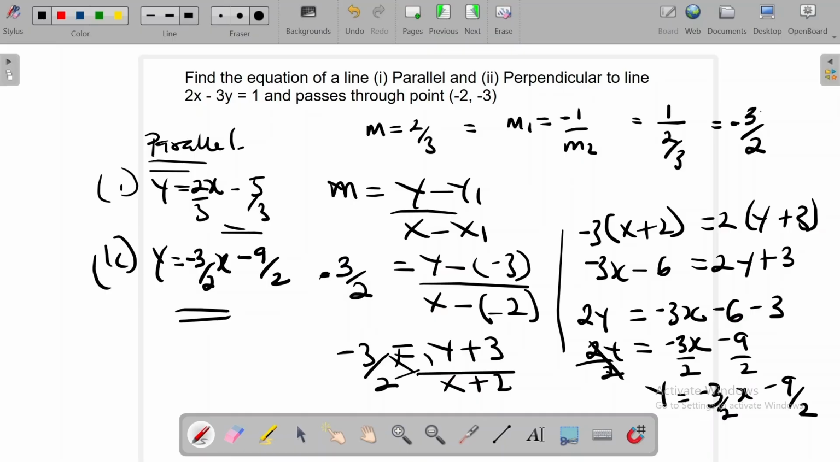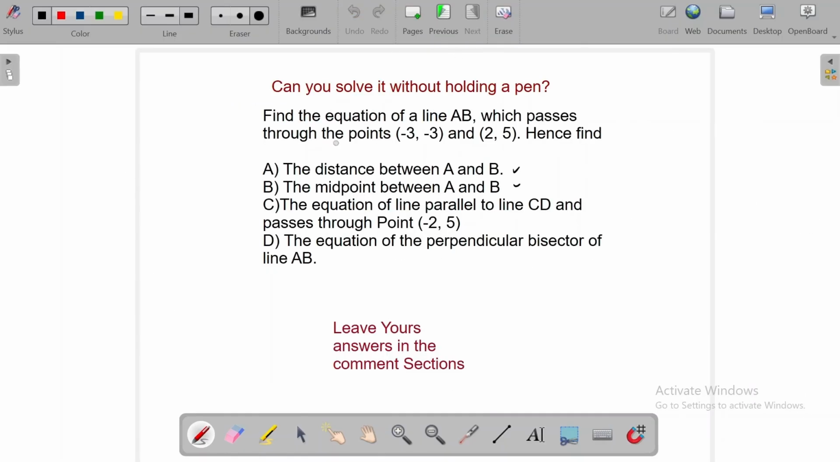If you truly want to understand this, you need to solve it again. Go back and watch the video over and over again till you understand it better. So I would want you to try this and see if you can solve it, maybe without a pen, and see if you can arrive at the answers. For the first example, which is the distance between 2 points, I've explained it in the first video, the midpoint between A and B. I've also explained how to solve the midpoint, how to solve the distance, and find the equation parallel to CD if it passes through the point. This is a 1-point form and the equation of the perpendicular bisector.